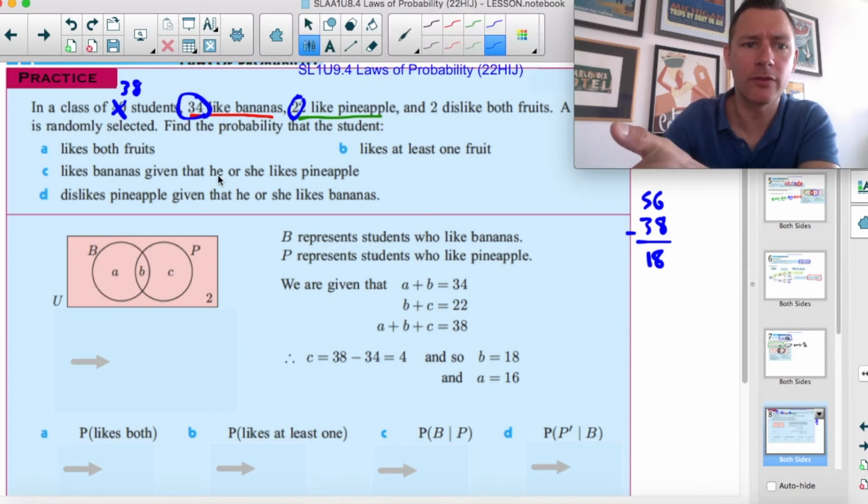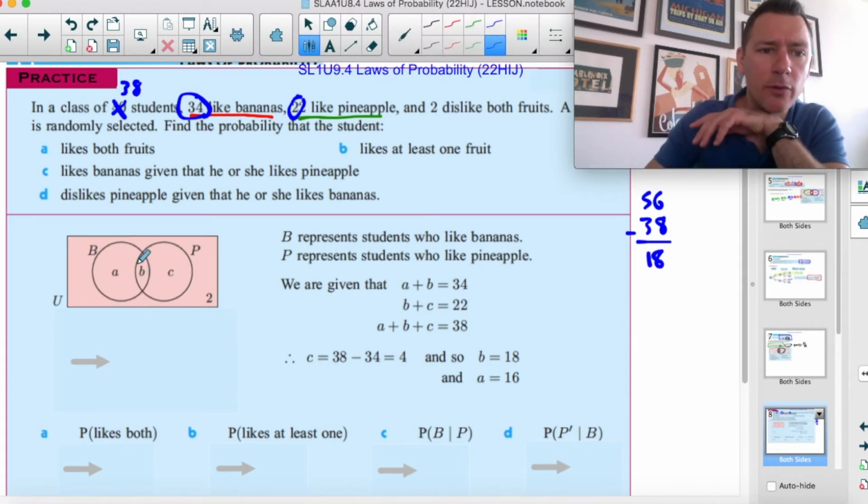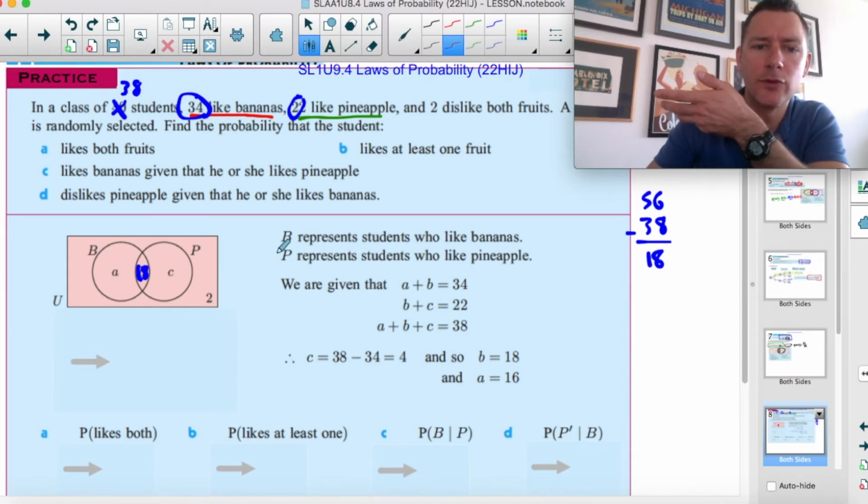I'm kind of cruising through this fast because I think you're good with it. So these are 18. Now you can work backwards. If you know that this is supposed to be 34, then you can subtract the 18 and get 16. 16, 34. That makes sense.